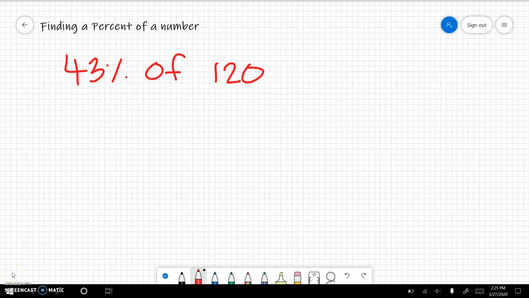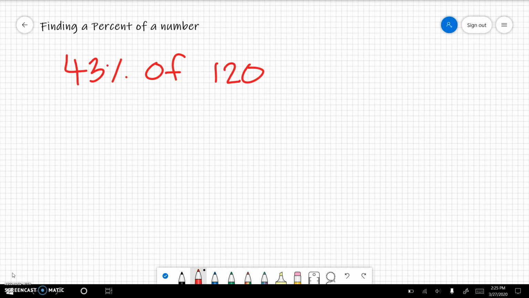Hi everybody, today's lesson is finding percent of a number. The type of question this would be like, oh, there are 15 kids in the class and 75% of the class does not participate in band. So how many students do not participate in band? And then you could solve the question. You'd find 75% of 15.